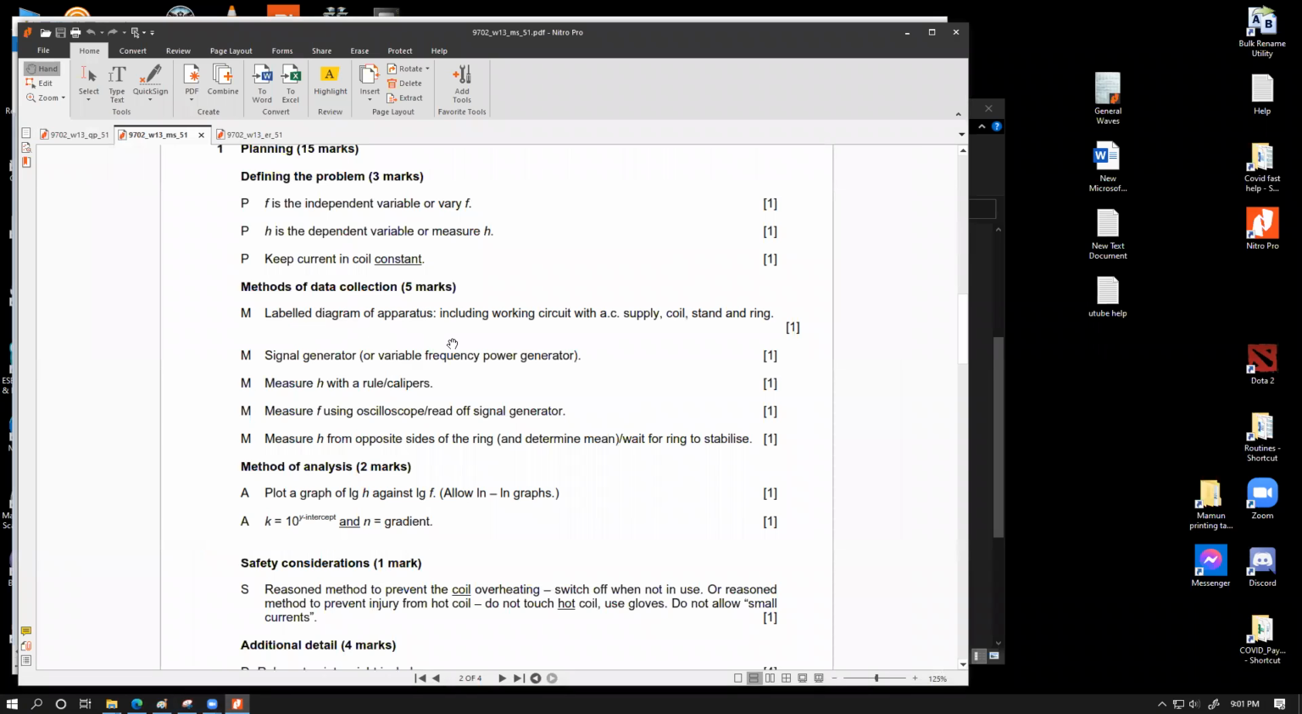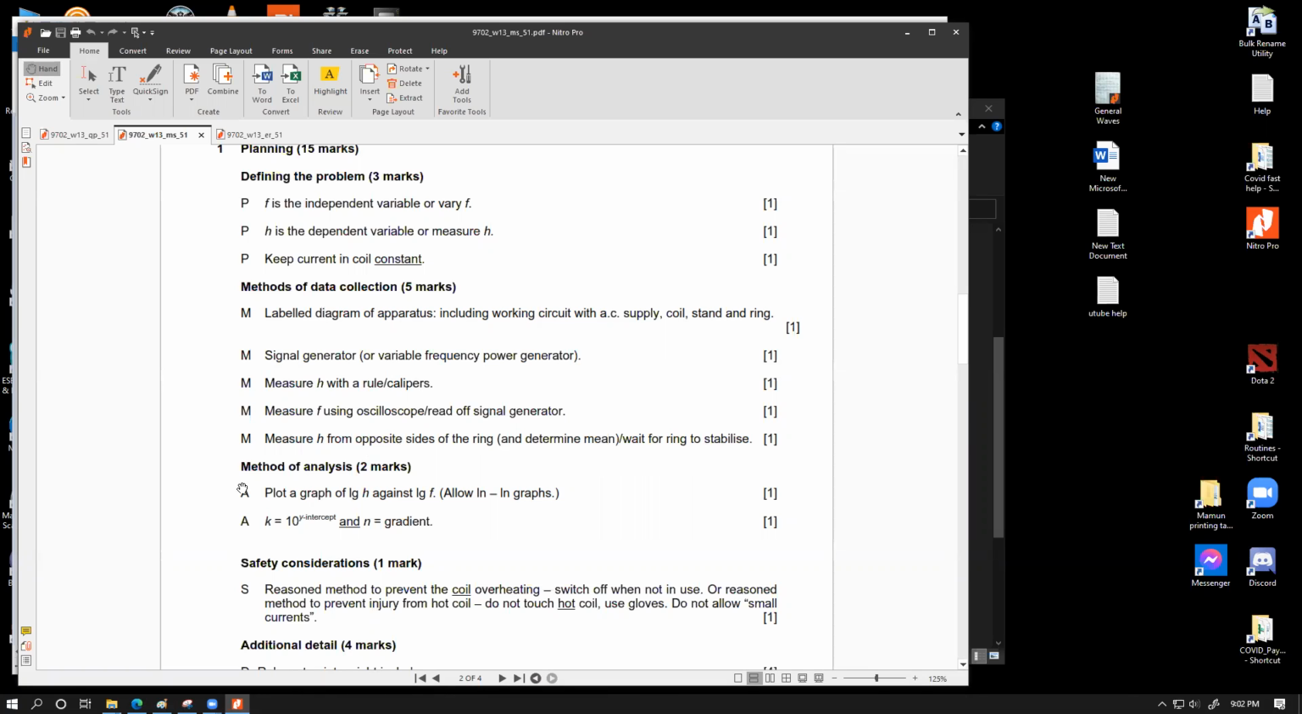Method, data collection: label diagram of apparatus including working circuit, supply, coil, stand and ring, signal generator, variable frequency power generator. Wow, it's a mouthful, yeah, but you can go for it. Measure the H with the ruler or calipers, measure F using oscilloscope or read off the signal generator. So you can see over here, they can mention the oscilloscope. Oscilloscope is also optional, or you can directly take a reading from the signal generator. Either of these works. Measure H from the opposite side of the ring and determine the mean of the weight of the stabilizer. Yes, so we talked about this.